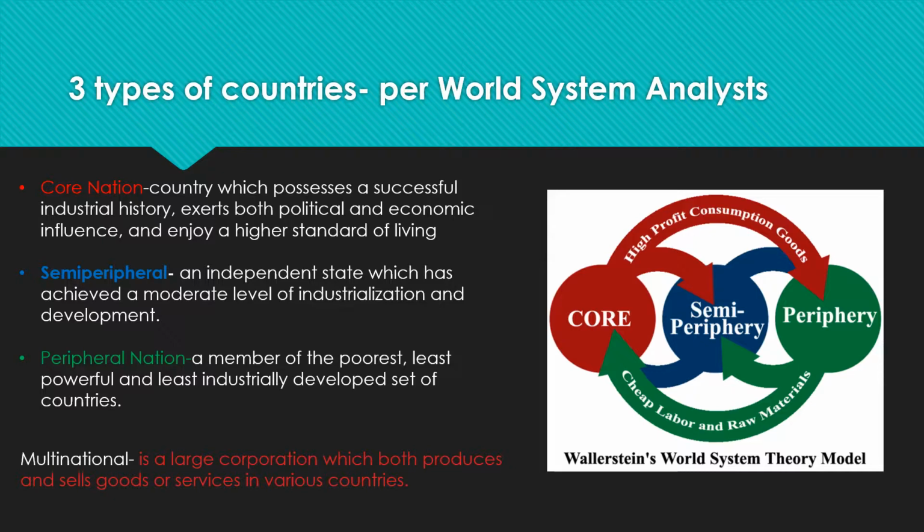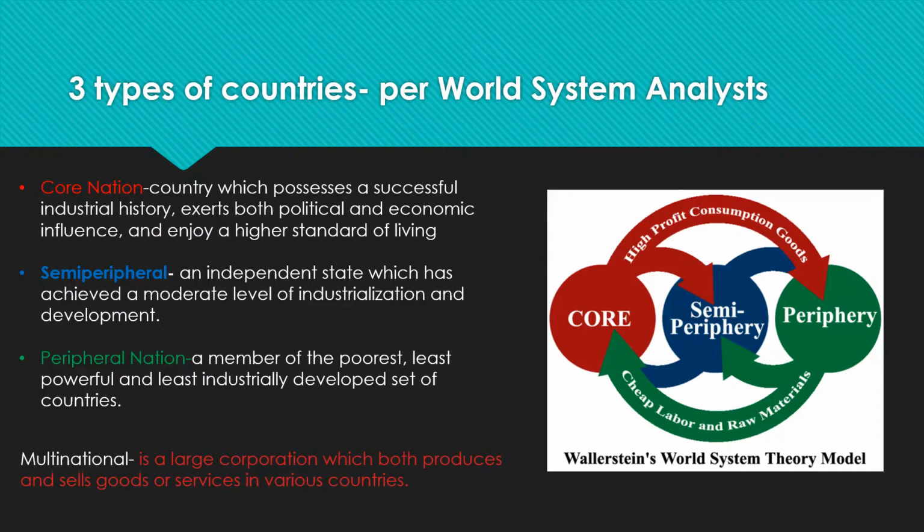And with that, you then gain information about the multinational. A multinational is a large corporation which both produces and sells goods or services in various countries. Multinationals came about where before, core nations could get their labor and materials from the peripheral nations. But once the multinational corporations came about, they were able to not only produce and sell goods or services in various countries, they didn't really need as much help from some of the semi-peripheral and peripheral countries.